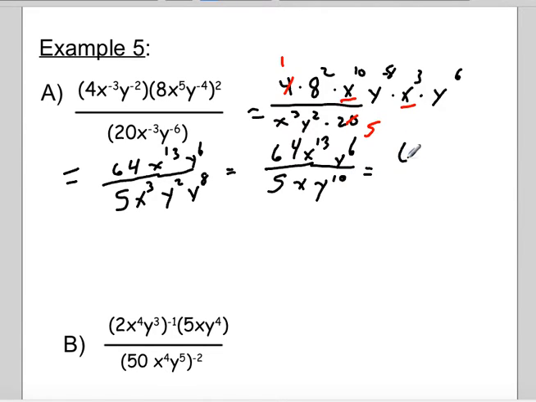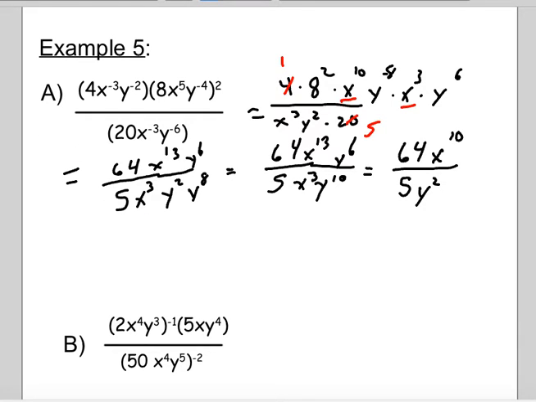Now let's clean everything up over division. 64/5 can't do anything. X to the 13th divided by x to the 3rd there, you can subtract your powers. We get x to the 10th. Y to the 6th and y to the 8th, you can subtract your powers there because it's over division. There's more of them down here in the denominator, so I'm going to put my y to the 2nd down there after I take 8 minus 6 is 2. So can't do anything else.